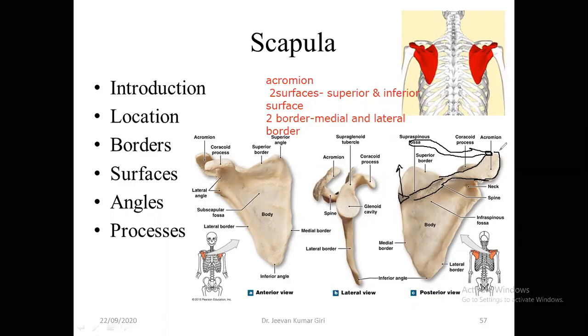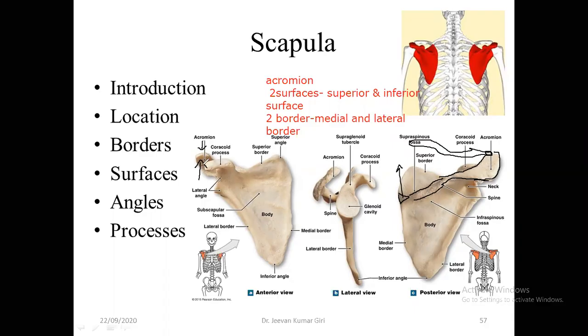Okay, so these are the two borders. Now the next surface: the superior surface is this, and below will be the inferior surface. So here you can see the inferior surface of the acromion, and here is the superior surface of the acromion. So two surfaces and two borders.